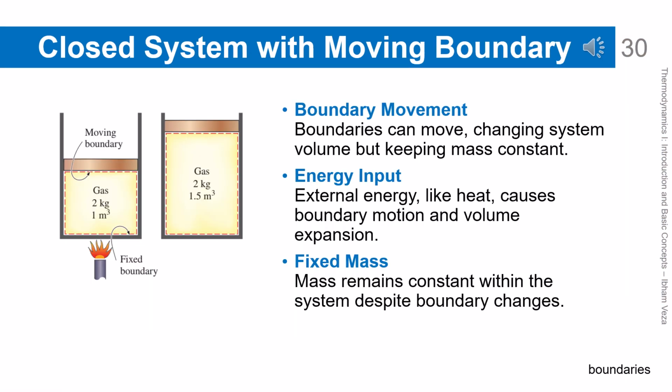Closed system with moving boundary. In some closed systems, the boundary can move so that the volume changes. An example is a cylinder with a piston that can move up and down. Although the volume changes, the mass inside the system remains constant. The boundary movement is usually caused by energy interactions, such as heat or work. This model is important for analyzing piston engines and similar systems.